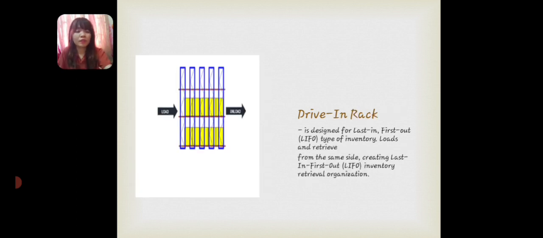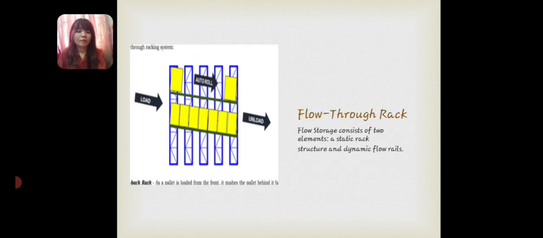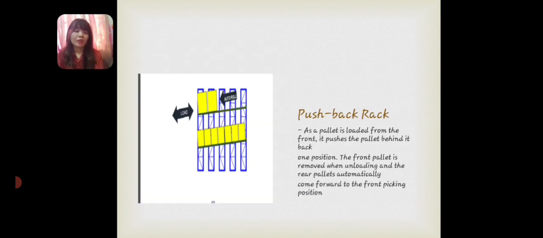So, mas mabilis. Pag sinabi naman natin drive-in rack, it is designed as last in, first out. So, magkaiba ito sa isa. Ito naman is flow-through rack. Flow storage consists of two elements: the static rack structure and dynamic flow rails. Ito naman ang push-back rack.